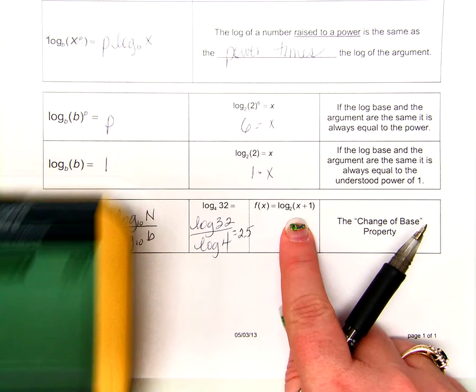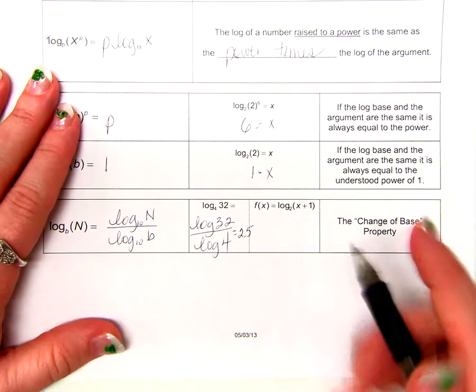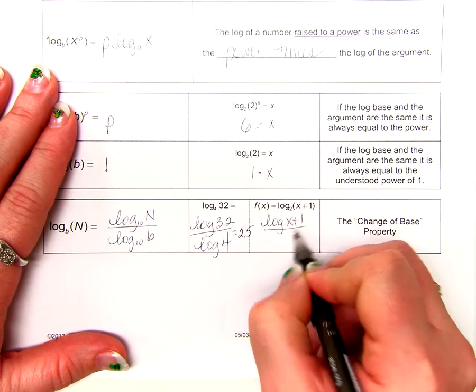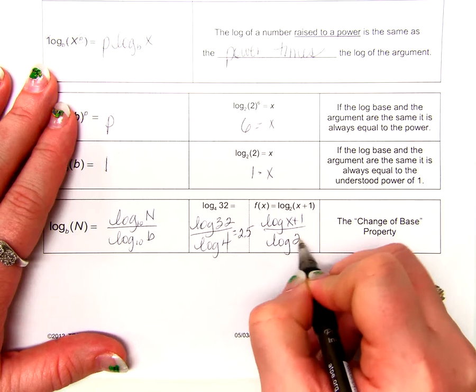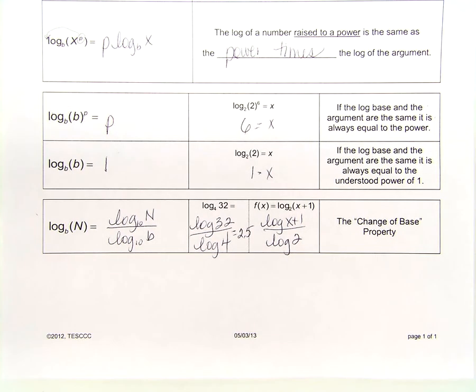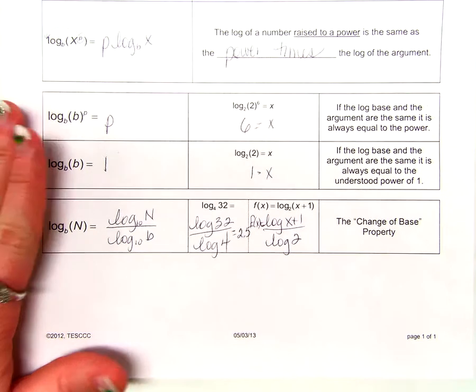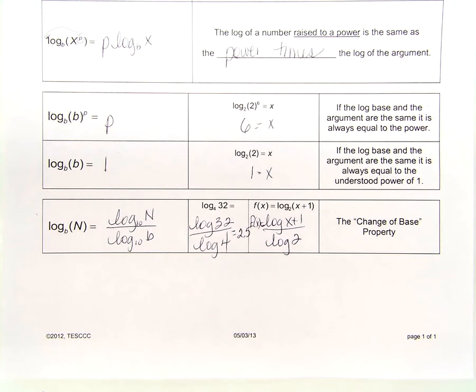How would I rewrite this problem when it has variables in it? Okay? We'd still say log of x plus 1 divided by log of 2. But this time we couldn't simplify it any further. That would probably be something we would graph. See how it even has f of x at the front? Okay? To solve for the change of base property. All right?